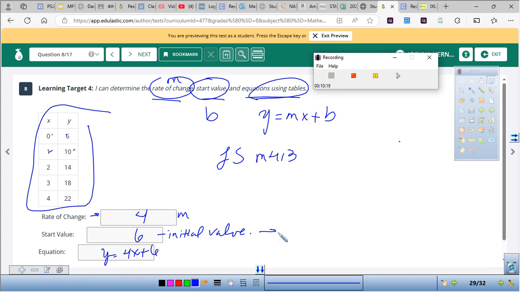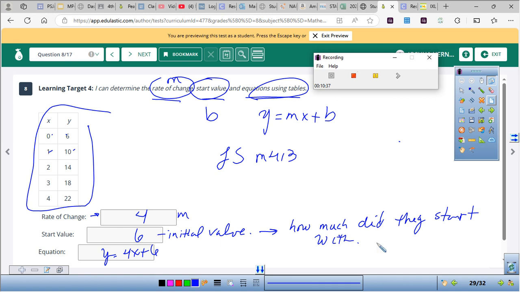They even ask it on the STAR test: how much did they start off with? How much did they start with? There's a lot of different ways of asking where did it begin. And I always like to say b, because that's like the beginning, where it all begins, okay?